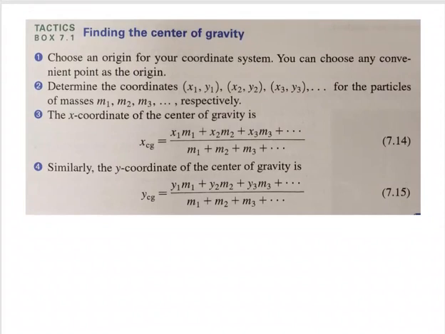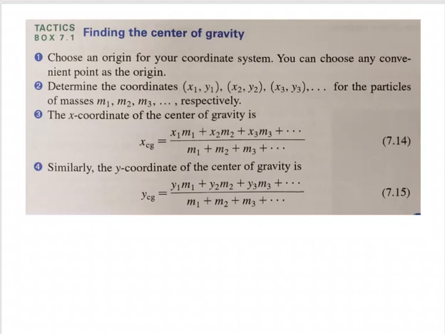First thing you want to do is choose an origin for your coordinate system. The center of gravity is not always the same in every situation. You're going to actually have to calculate it on every problem. So choose the origin for the coordinate system. You can choose any convenient point of origin. Convenient is the key there. We want to make sure we choose a convenient place that's going to simplify our work. So determine the coordinates for all the particles of masses respectively. So x1, y1 for mass 1, x2, y2 for mass 2, and so on.